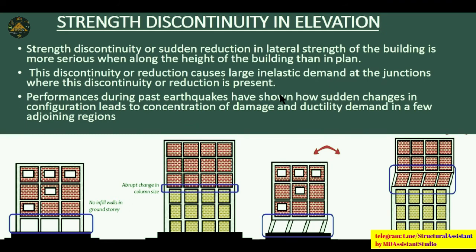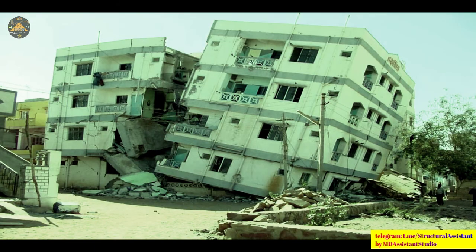There can be strength discontinuity in the elevation also. So what is basically strength discontinuity? What we basically do is that sometimes we remove the brick wall from 1 or 2 floors. So here you can see that we had removed the brick wall from here and here. So this discontinuity causes large inelastic demands at the junctions, and performance during past earthquakes has shown how a sudden change in this configuration may lead to concentration of ductile demands in a few areas only. So here you can see that this building fails from the bottommost story.